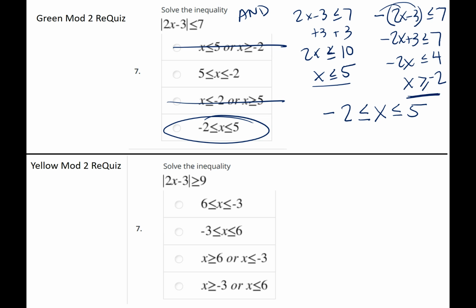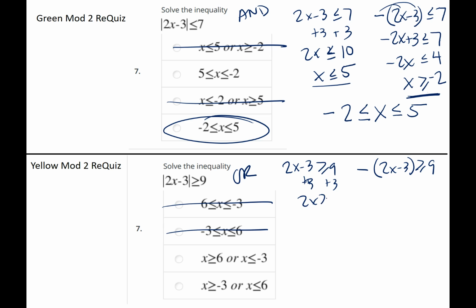All right, on the yellow quiz, it's a greater than or. So I know it's an or statement, so the and ones are gone. If I had to guess, I'm guessing between those two. So we've got a positive expression and a negative expression. All right, so I'm going to start by adding the 3. So when I add 3, we get 2x greater than or equal to 12. And then we're going to divide by 2. And we end up with x greater than 6. So it's kind of starting to look like that one right there. But let's double check and make sure that we agree with the other one so we didn't make a mistake.